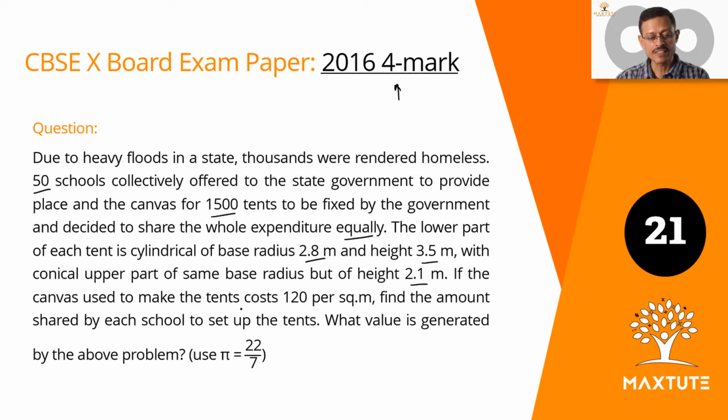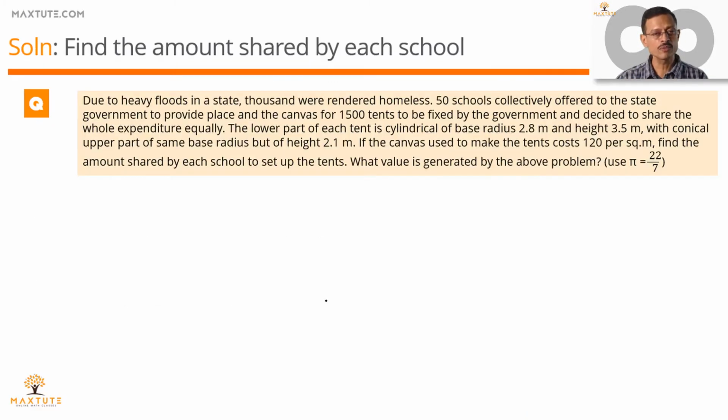The canvas used to make the tent cost 120 rupees per square meter. Find the amount shared by each school. Use pi is equal to 22 by 7. Quite a lot of points. So let's jot these points down before we start the question.